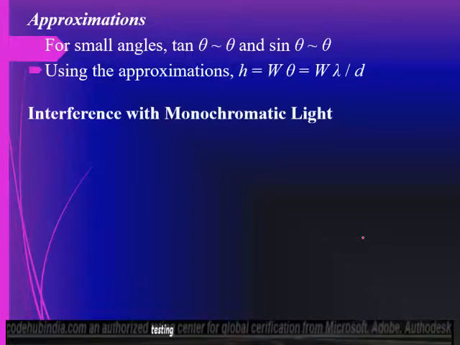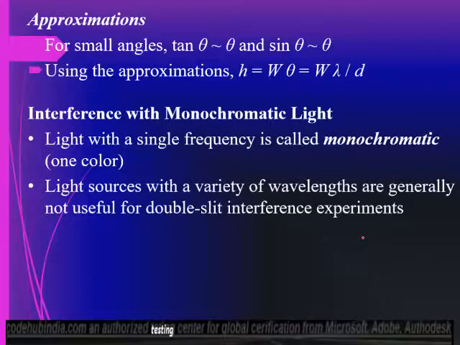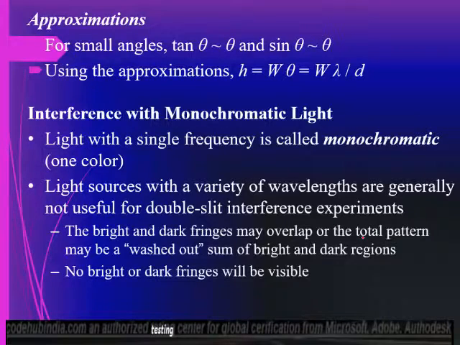So, interference with monochromatic light. Light of a single frequency is called monochromatic, as you know very well. Light sources with a variety of wavelengths are generally not useful for double slit interference experiments. The bright and dark fringes may overlap, or the total pattern may be washed out, so there will be no distinct bright and dark fringes.